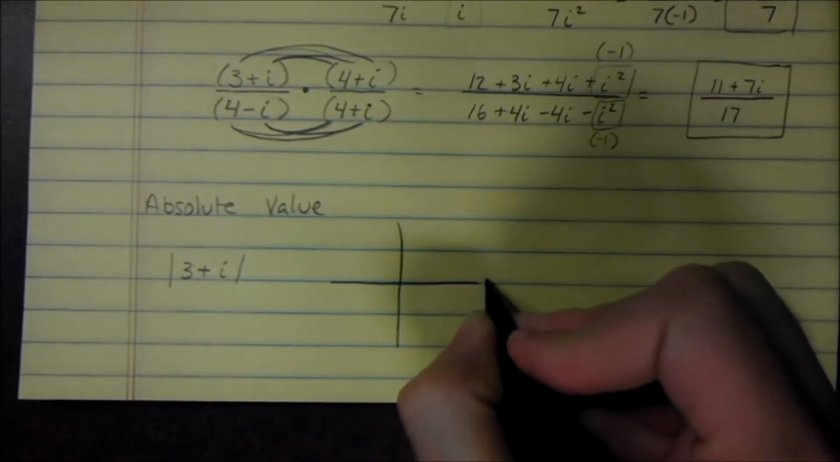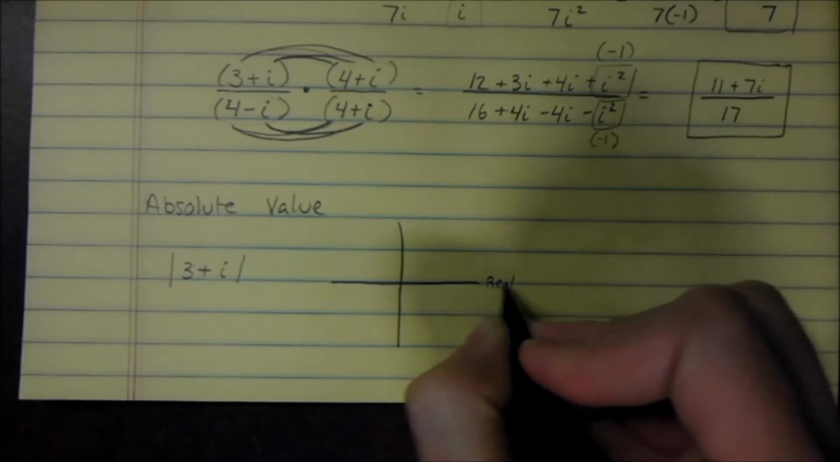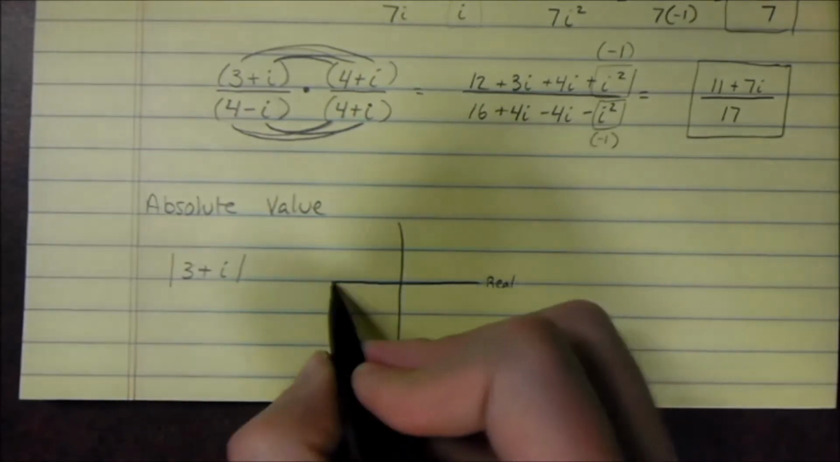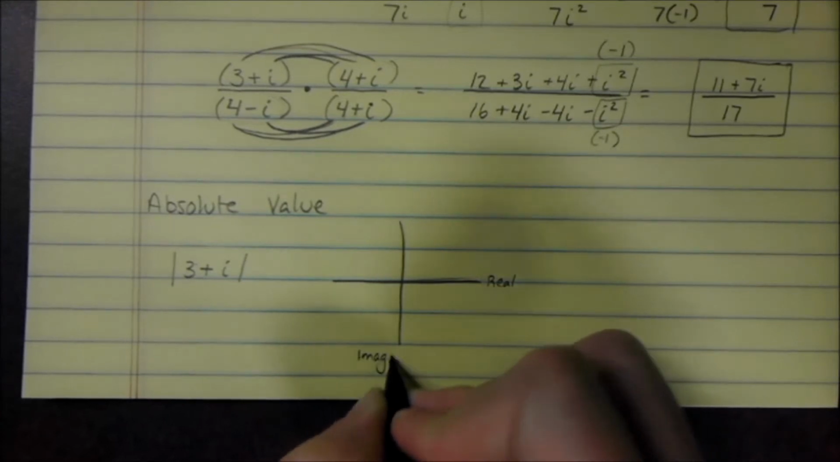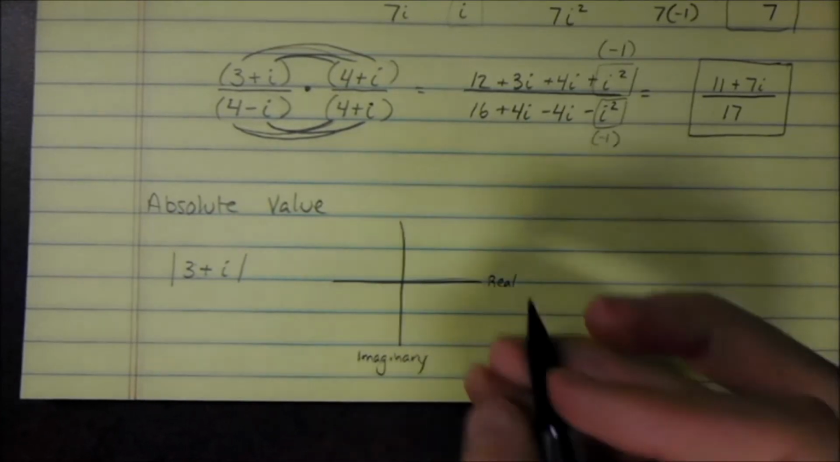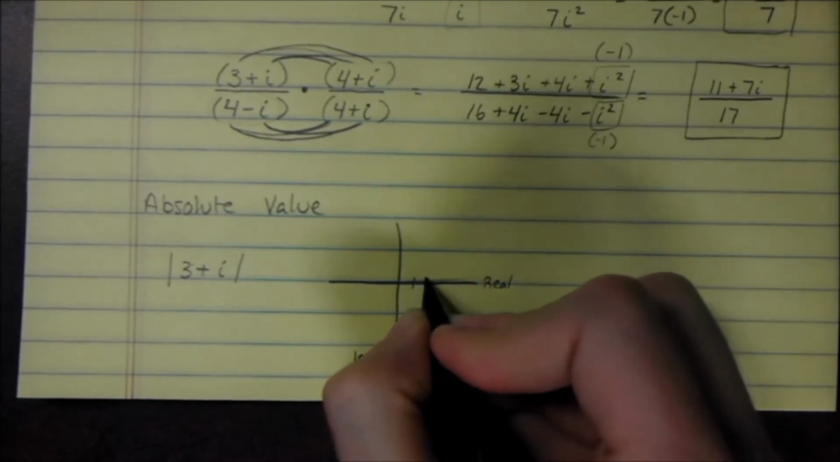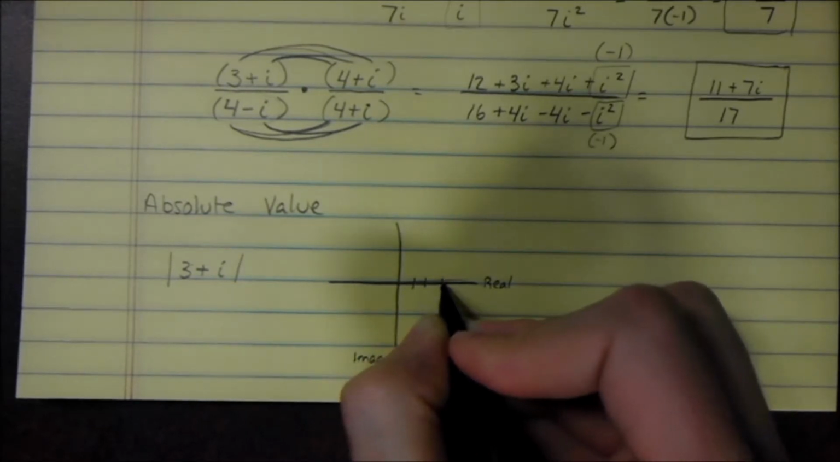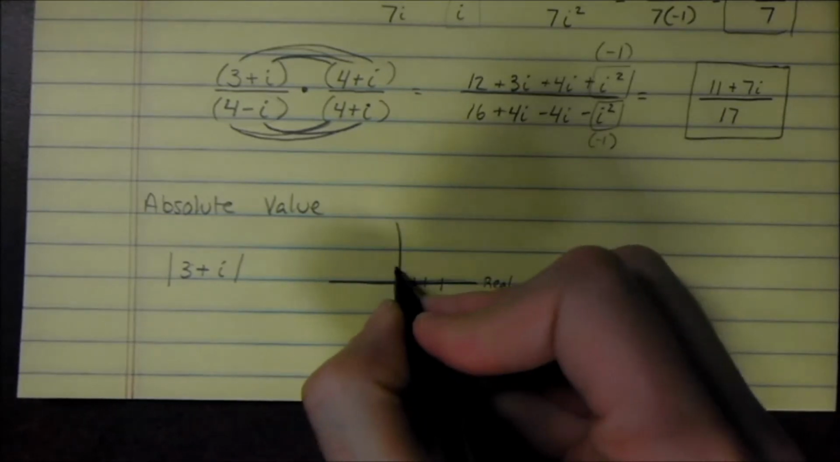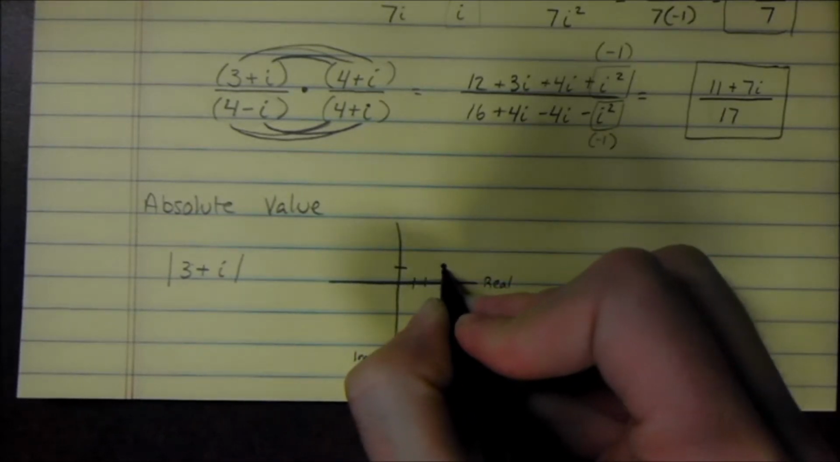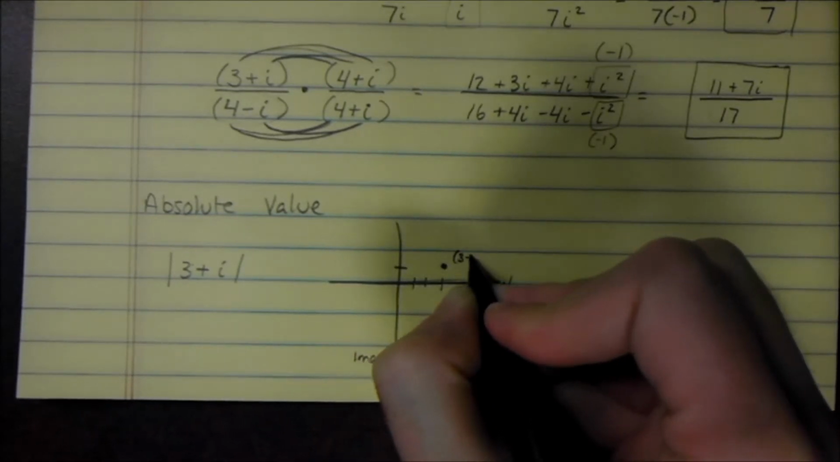So the way you're going to do it is the real number part of this will be the x-axis, and the imaginary part of this, we're going to put that on the y-axis. So you can see that our real number here is 3, so we're going to go over 3. And then our imaginary part is plus 1i, so we're going to go up 1. So this would be the point at 3 plus i.